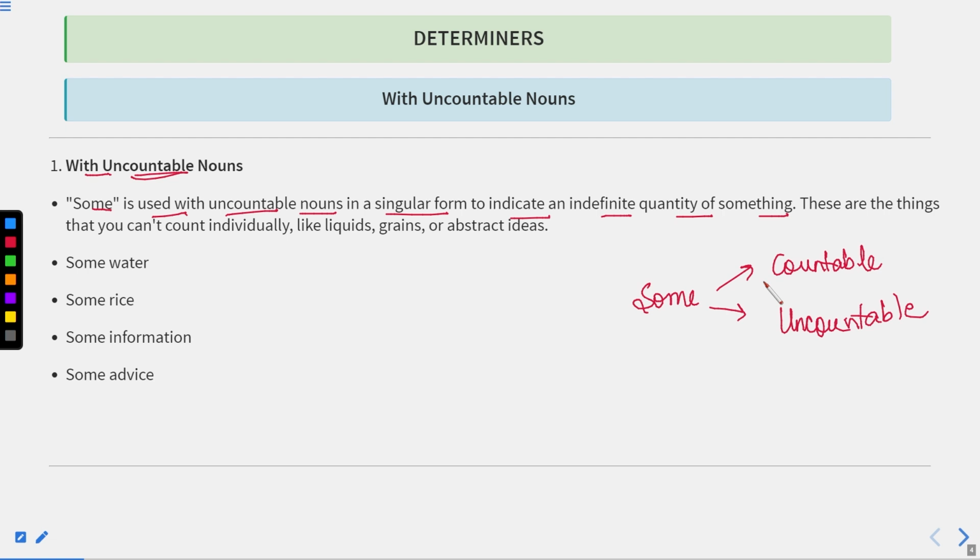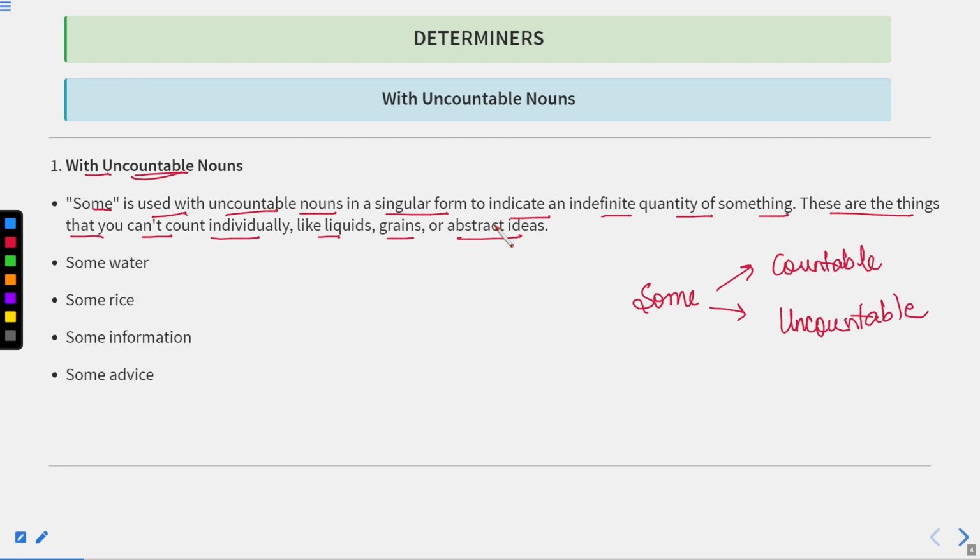Okay, so we can say some plus uncountable noun. Obviously an uncountable noun is always considered singular, thus the verb that we will use should be according to the subject, therefore it should be singular as well. These are the things that you can't count individually, like liquids, grains, or abstract ideas. For example, if you say happiness, can you count happiness? No, not at all. If you say sugar, can you count sugar? No, not at all. If you talk about milk, water, can you count them? No, not at all. That is why these things are always considered uncountable nouns, thus singular.